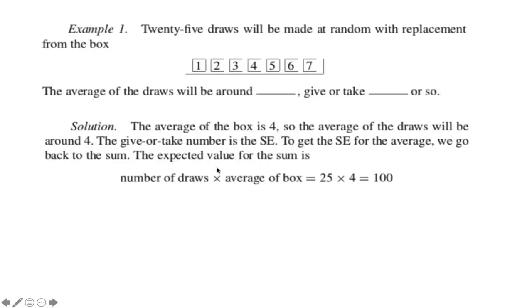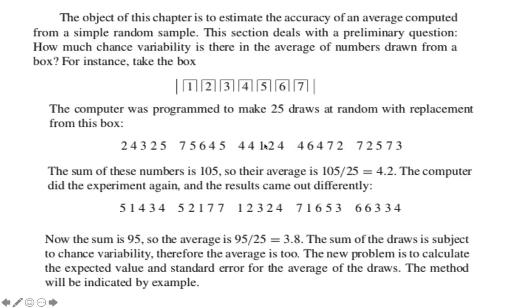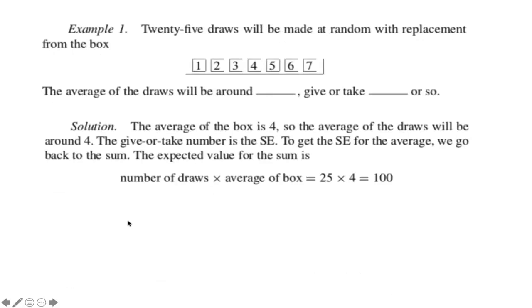Again, if we were to redo what we did in the previous section about finding the expected value for the sum of the 25 draws, remember that we had a formula that says if we take the number of draws and multiply by the average, we get the expected value for the sum. In this case, we take 25 tickets, so 25 times 4, which is the average of the box, we get 100. So if I take out 25 tickets, I expect the sum of those tickets to be 100. In the previous example, we got 105 one time, and 95 another time. So we expect the value of the sum to be around 100.